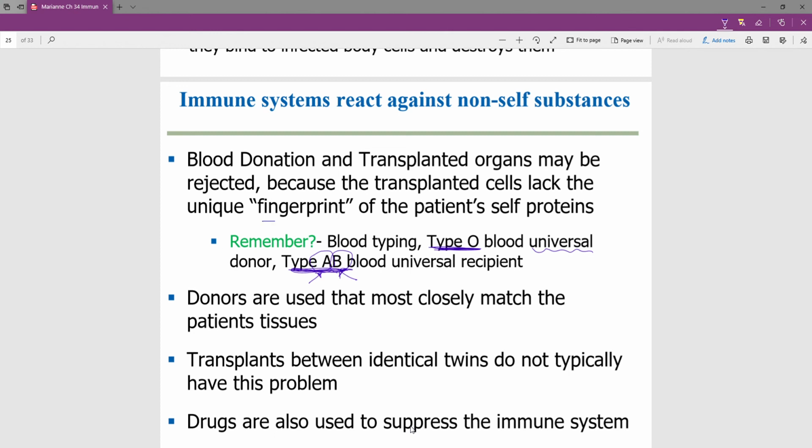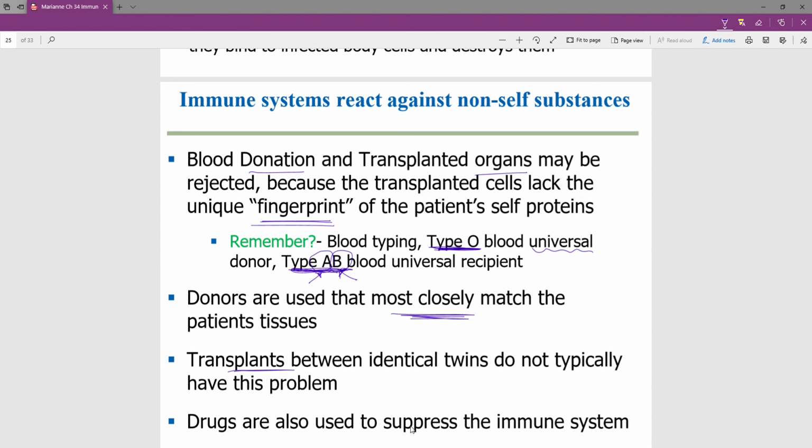And so that's what we're talking about with this fingerprint. It's not just blood, but organs can also be rejected if we don't match the genetics and match these markers in the tissues that are being donated. So donors are often most closely matched because that does limit the chance of rejection. Transplants between identical twins wouldn't have this problem. If you could clone organs of your own genetic makeup, you wouldn't have that problem.